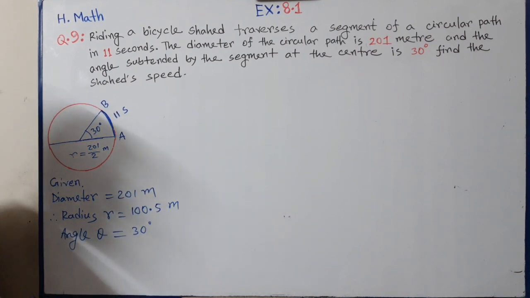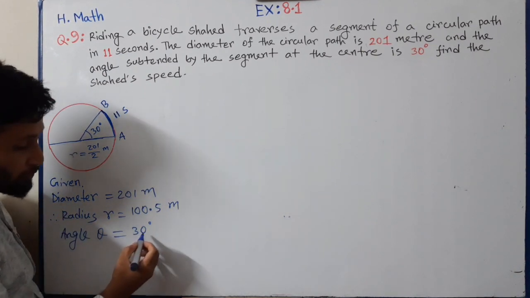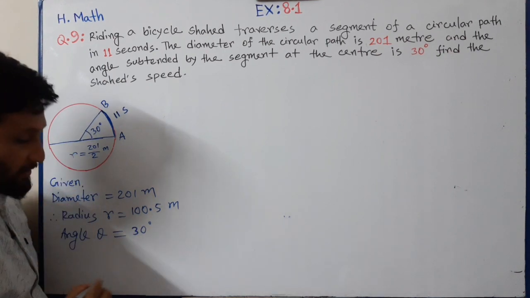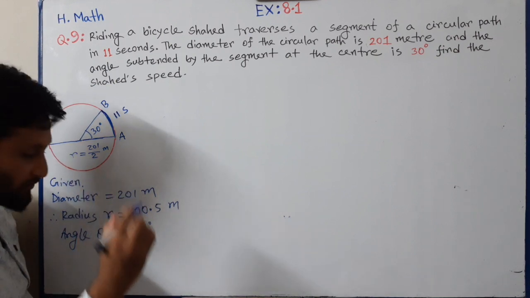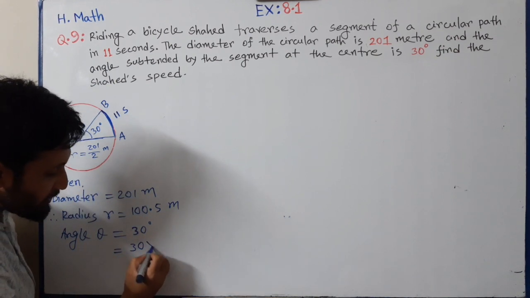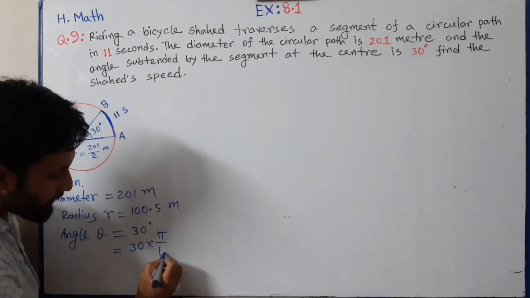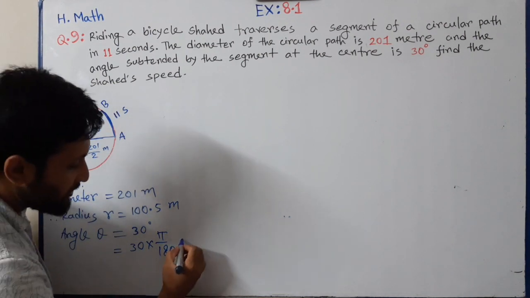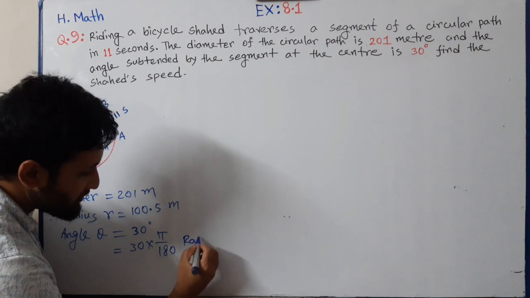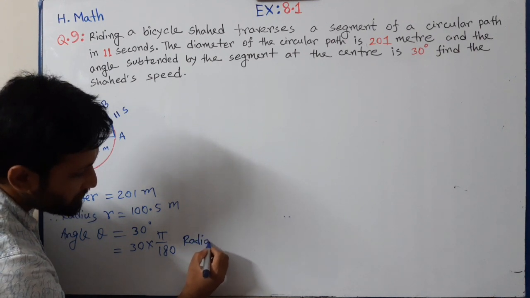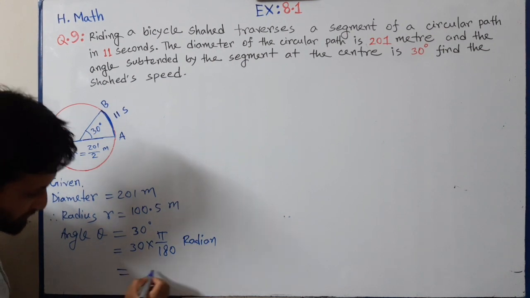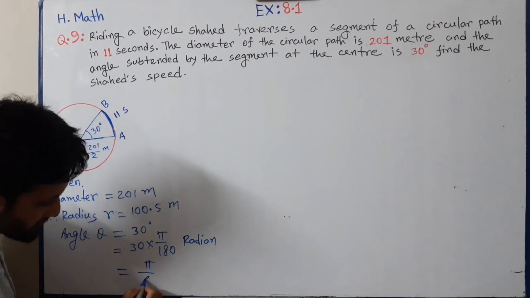In a circular segment, we have to measure the angle in radian. So we convert this to radian. We can say 30 into pi by 180, because we know 1 degree equals pi by 180 radian. So the unit is radian. Since 180 divided by 30 is 6, we get pi by 6 radian.